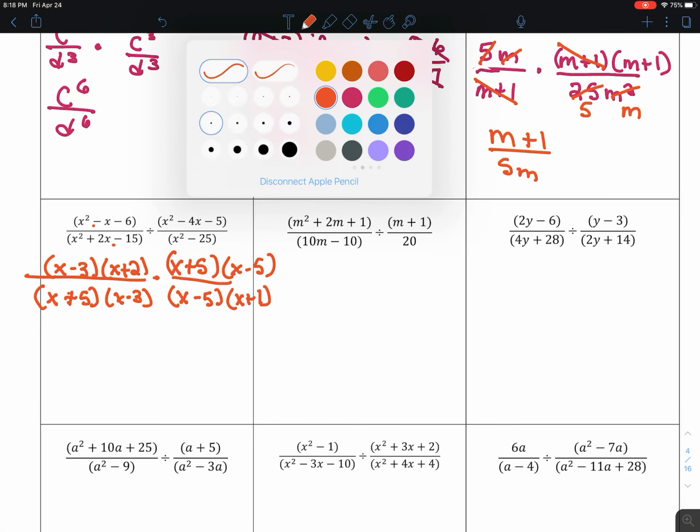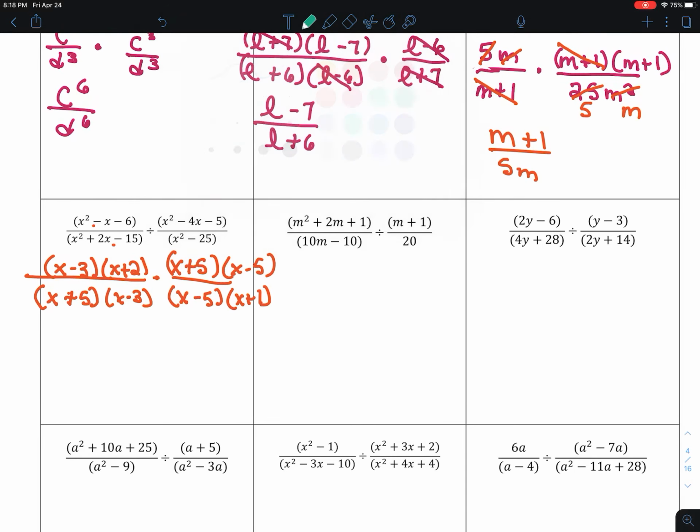And once we've done that, then it's easy. It's just to get rid of what's left. So what can I get rid of? Remember, we can still simplify diagonally. So that x plus 5 can simplify with that. Nothing else will cancel out or divide to 1. So we're left with x minus 3, x plus 2 over x plus 1. Okay?